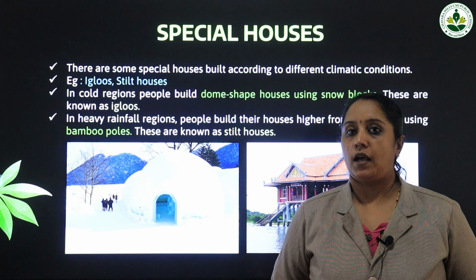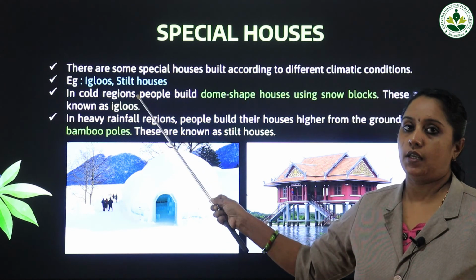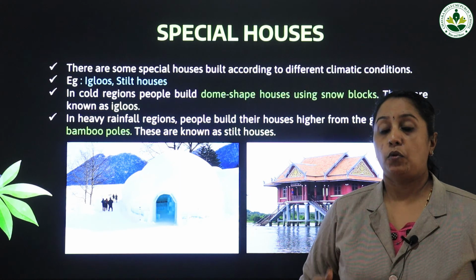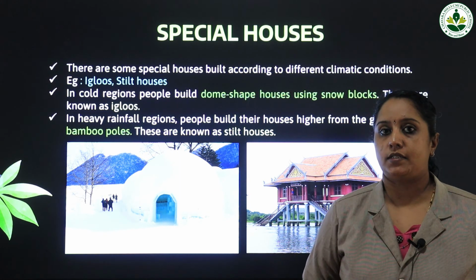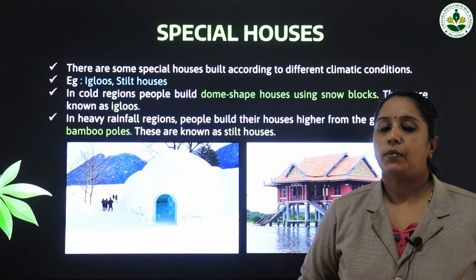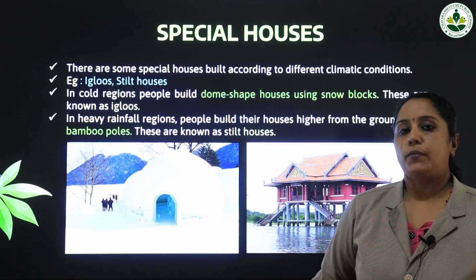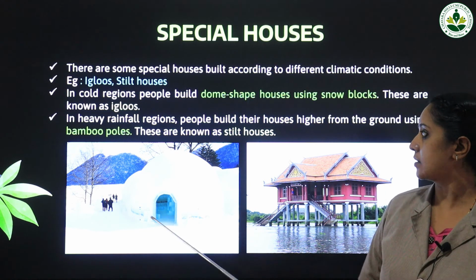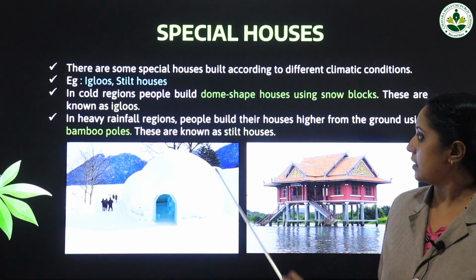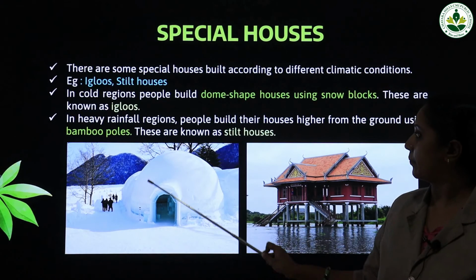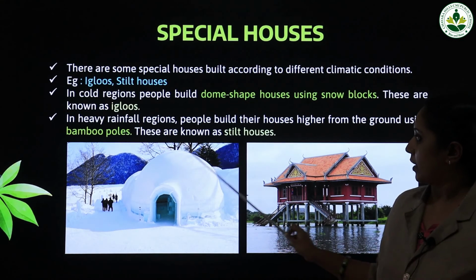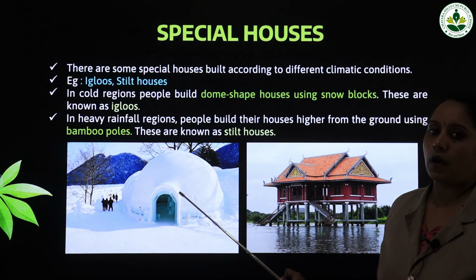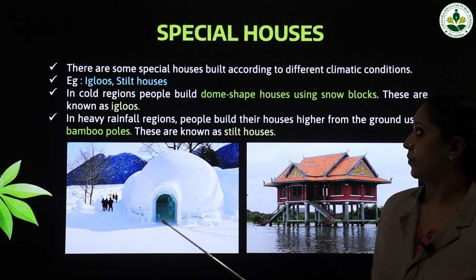Those houses are called igloos. So in cold regions, especially polar regions, we say, places where there is cold climate, people live in igloos. See, this is the picture of an igloo. See the shape, it has got a circular shape or dome shape. A semicircular shape is there. So it's a dome shape, and this type of house is known as igloo.